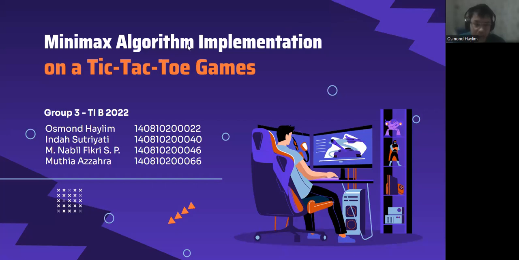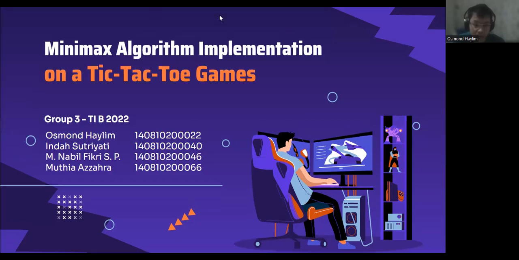Today we will be talking about Minimax algorithm implementation on a tic-tac-toe game. In this group, we have me, Osmond Haylim, and then there is Muhammad Nabil Fikri, and then there is Indah, and the last one is Muthia Azzahra.